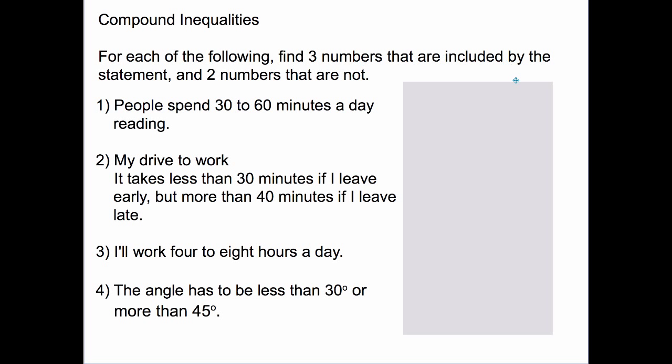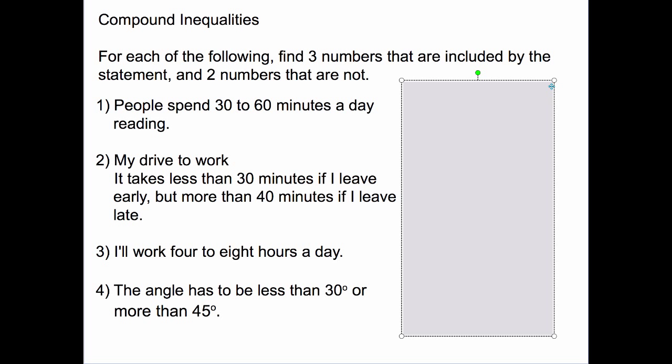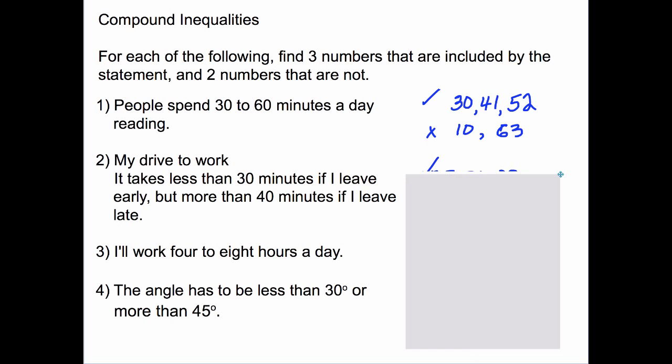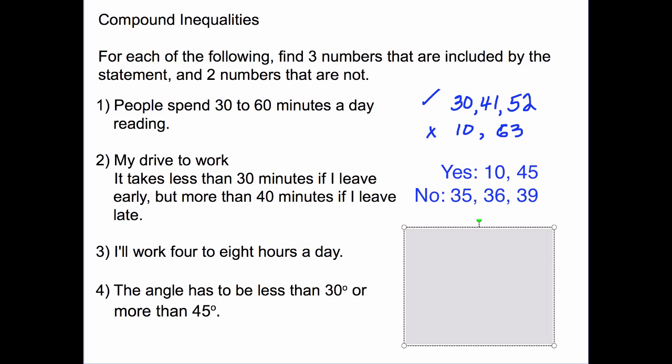Alright, so let's start taking a look at the answers. People spend 30 to 60 minutes a day. So 30, 41, and 52 minutes are examples of amounts of time that people could spend reading. 10 and 63 minutes are examples of amounts of time that people don't spend reading. Your answers may be different, but you get the idea. For the second one, you will find that 10 minutes and 45 minutes are all possible drives to work. 35, 36, and 39 minutes are not possibilities.